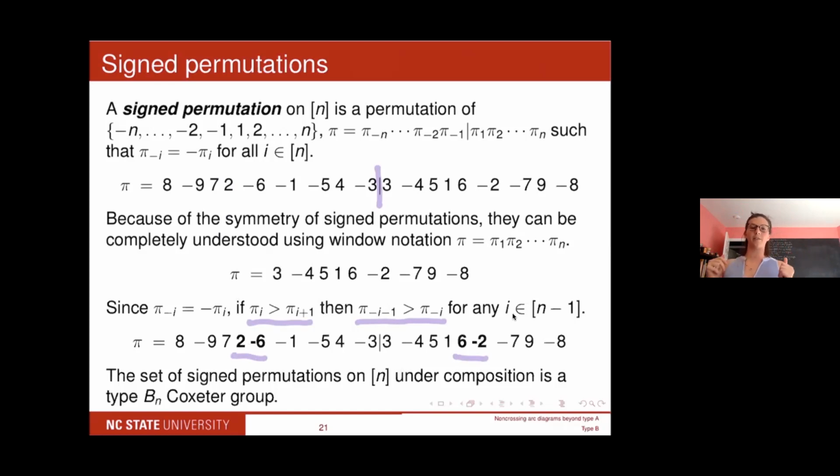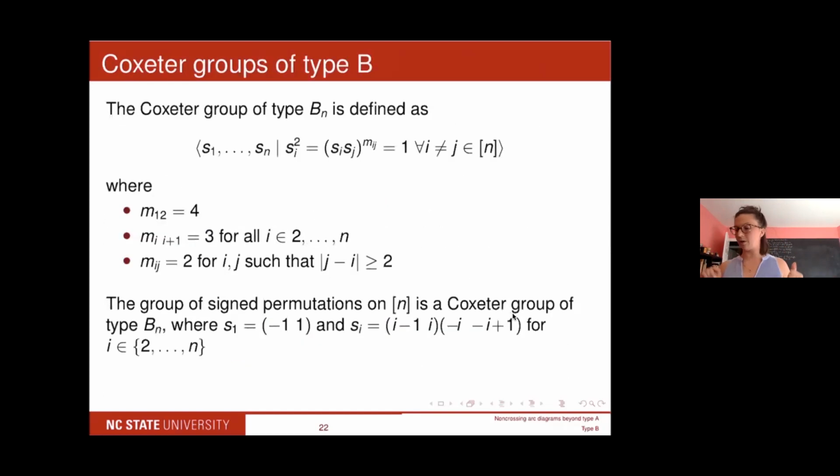And the set of sign permutations on n under composition is a type B_n Coxeter group. Here is the presentation. We've still got the i plus 1 being 3. We've still got just disjoint cycles commuting, and then we've got this m_{1,2} being 4 because s_1 is swapping 1 and negative 1, and things get a little bit more involved. But here's our presentation. We don't need to dwell on it a ton.